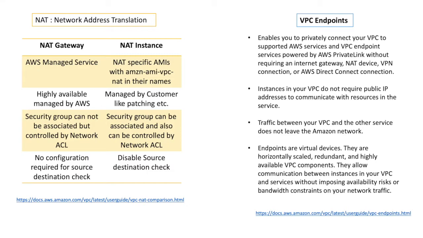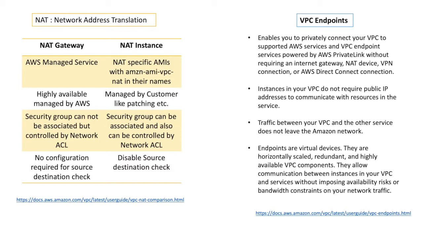So as it is an instance, you can mention a security group also, and network ACL, obviously, since it resides within a subnet. So network ACL is also there. But one significant thing here that you have to do is you will have to disable the source destination check.